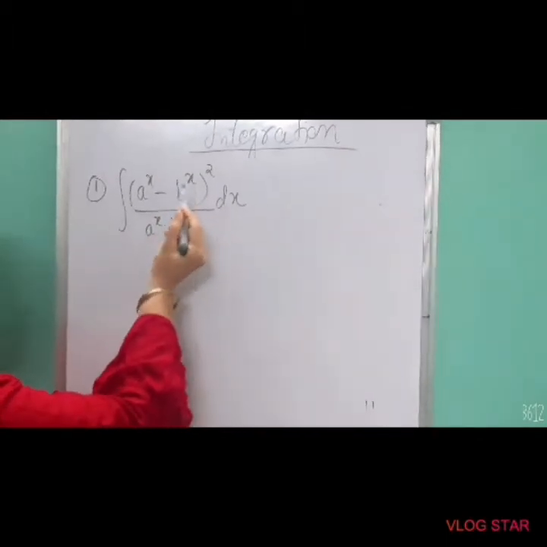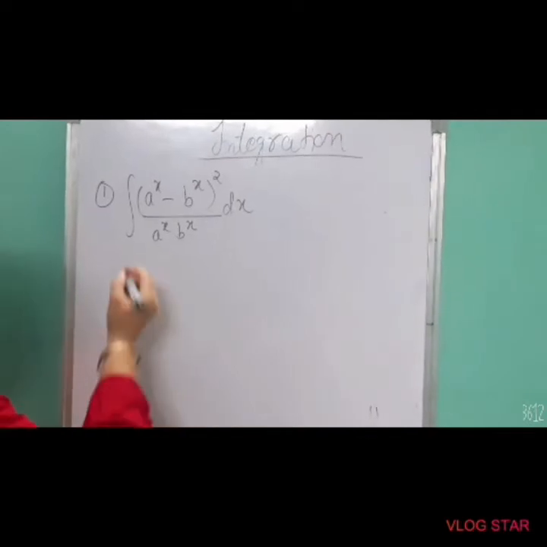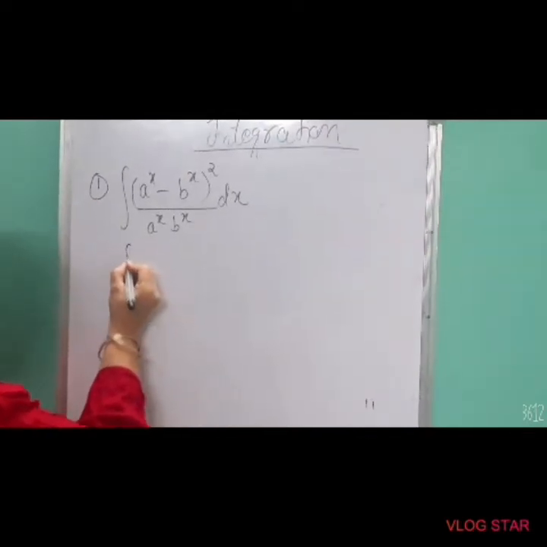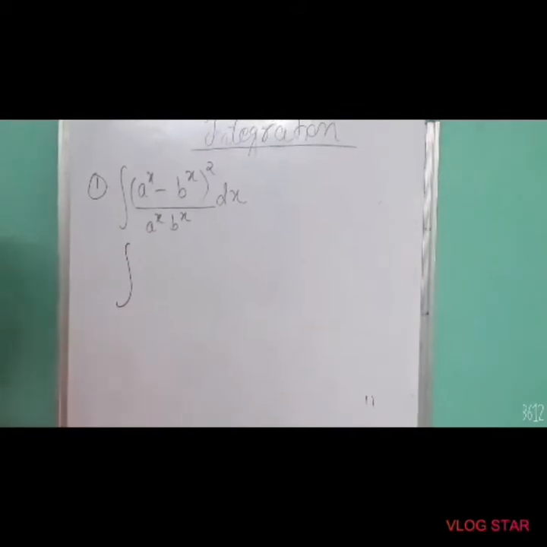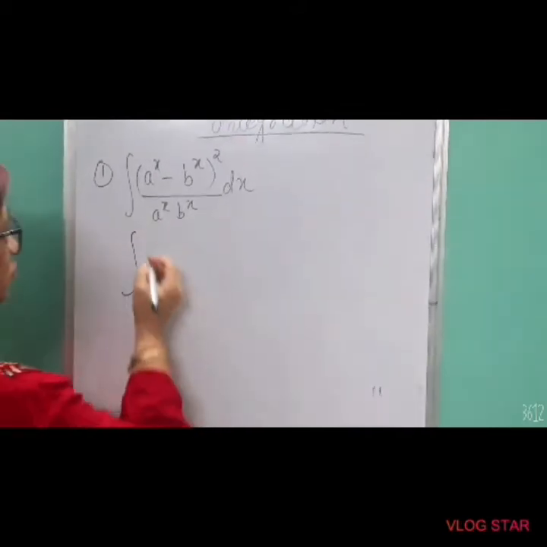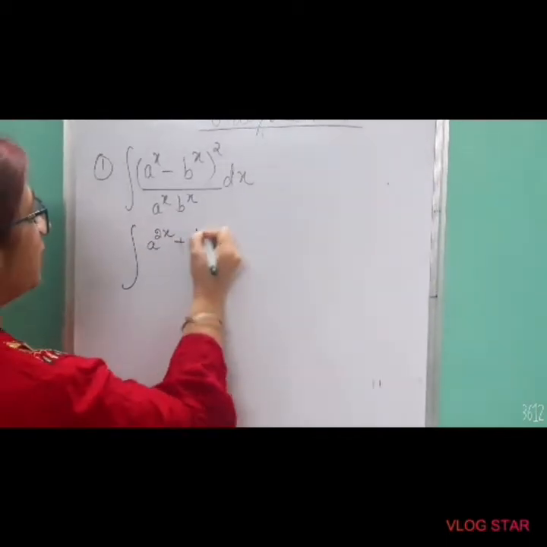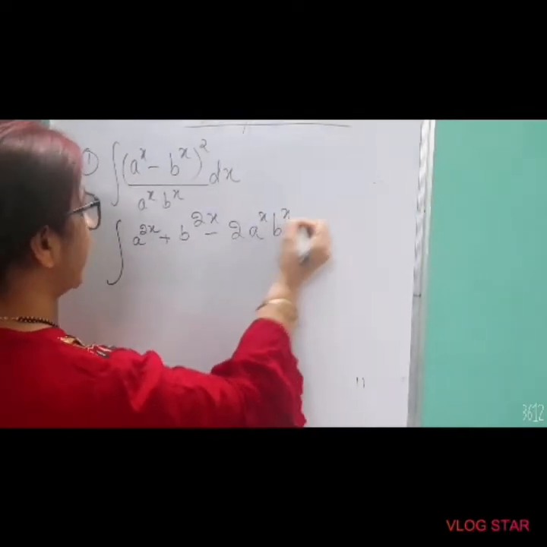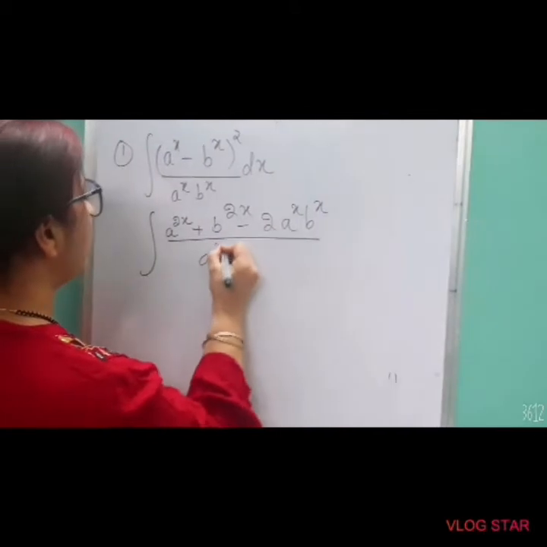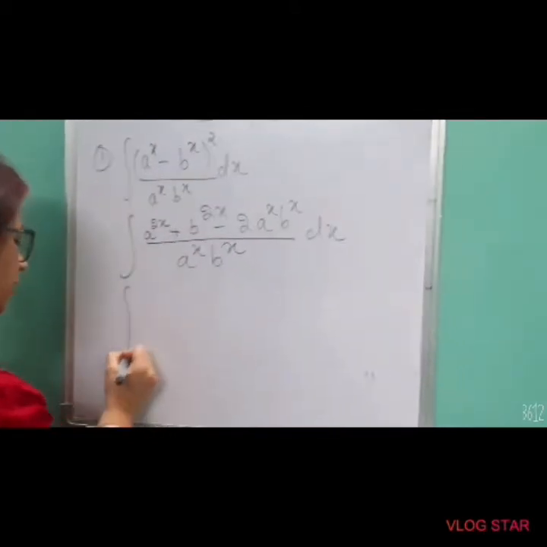This is the first question: ∫(aˣ − bˣ)²/(aˣbˣ) dx. This is a very important question. Now how will we do it? See here, I will open it like (a − b) whole square. I will take it as granted for you because you know about (a − b) whole square. So I will write it directly: (a²ˣ + b²ˣ − 2aˣbˣ)/(aˣbˣ) dx.